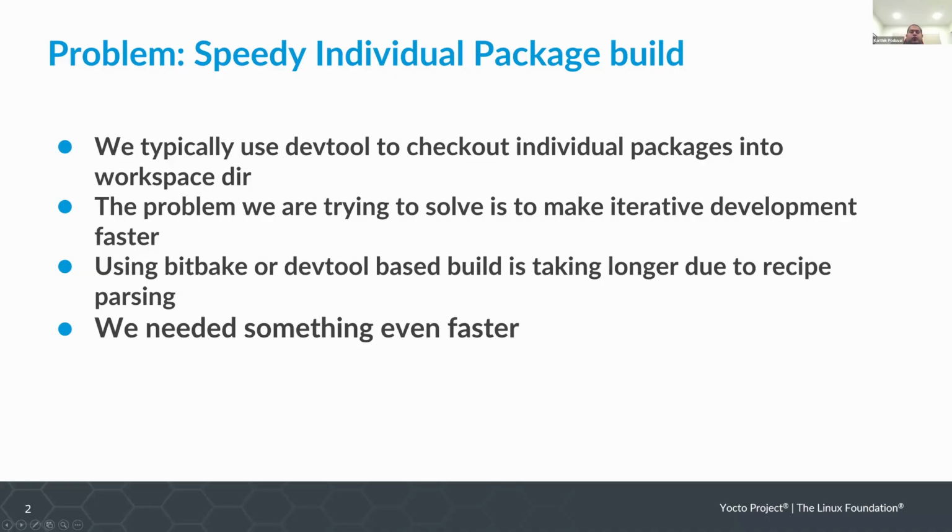Yeah. So the first problem we'd like to talk about is speedy individual package build. In our daily workflow, we use DevTool to check out individual packages that go into the build and workspace directory. The problem we're trying to solve is to make iterative development very fast. One of the things we notice is when we build with Bitbake or DevTool, the build takes longer, and this is primarily due to recipe parsing. Depending on how many layers there are, it takes a bit of time. We needed something even faster.